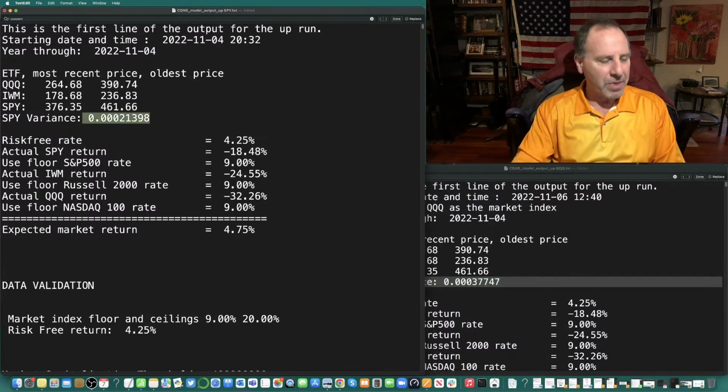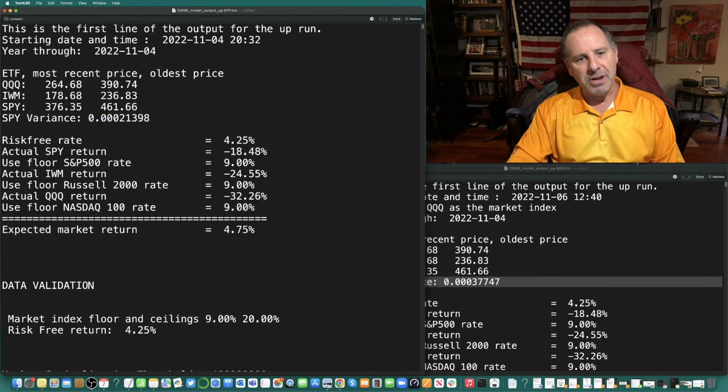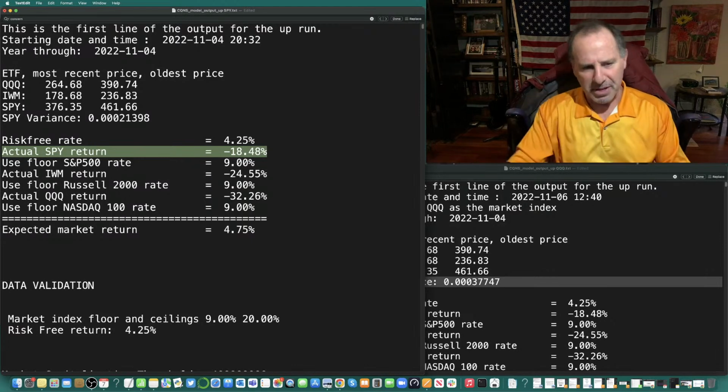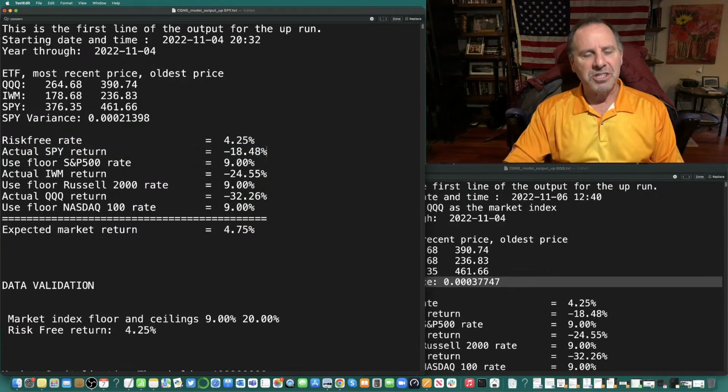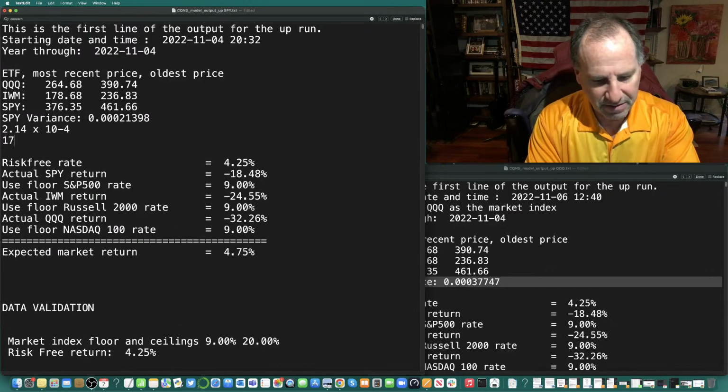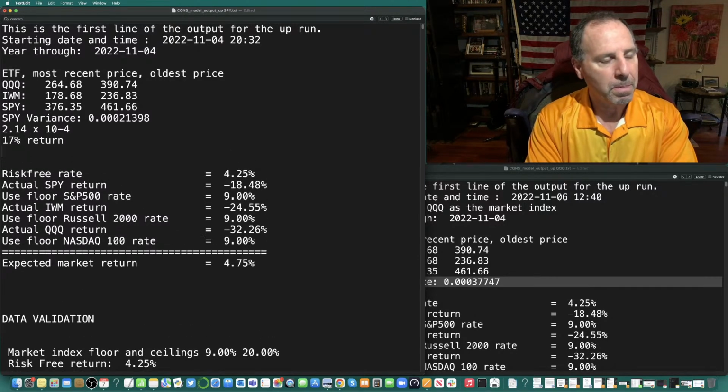Help me out. So the S&P 500 has an actual return, not including dividends, which is about 1.3%. So figure it's a 17% return for the S&P 500. So 2.14 times 10 to the minus 4, and 17% return.